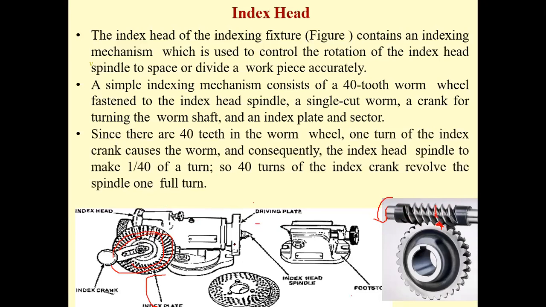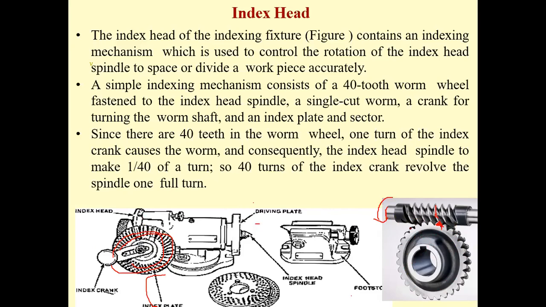Since there are 40 teeth on the worm wheel, one turn of the indexing crank, which is mounted on the worm, makes the indexing head spindle move only one tooth. That means 360 degrees divided by 40, so only a 40th of a turn. One complete rotation of the worm causes only 1/40 turn. To make the complete wheel rotate once, the crank has to rotate 40 times.